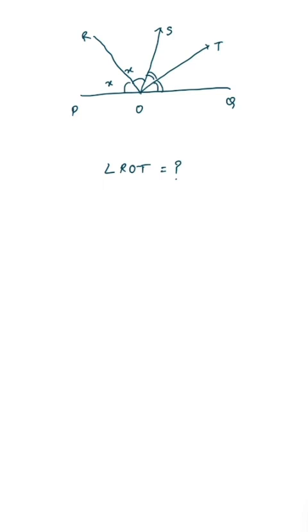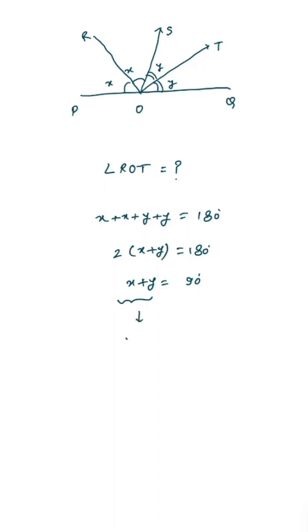Since RO is a bisector, these two angles will be equal. So let's say they are X and these two are Y. Since PQ is a straight line, all angles will form a linear pair, so we can write angle X plus Y equal to 180. And from here we can say the value of X plus Y is equal to 90. Now if we notice, angle ROT is nothing but X plus Y. Hence angle ROT is equal to 90 degrees.